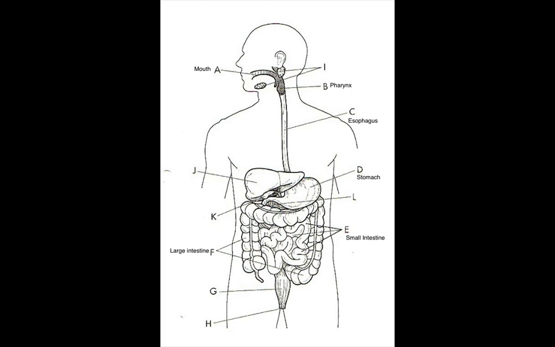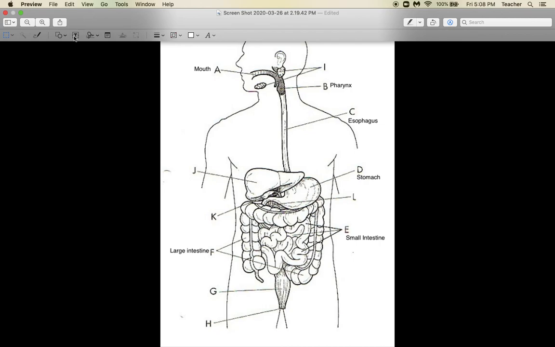For the large intestine, we have the ascending colon, the transverse colon, and then the descending colon, and then we have the sigmoid colon right here. Remember, large intestine is also called colon. You will see me use large intestine more than colon, but they may be used interchangeably later. So moving on to G. G is going to be the rectum.